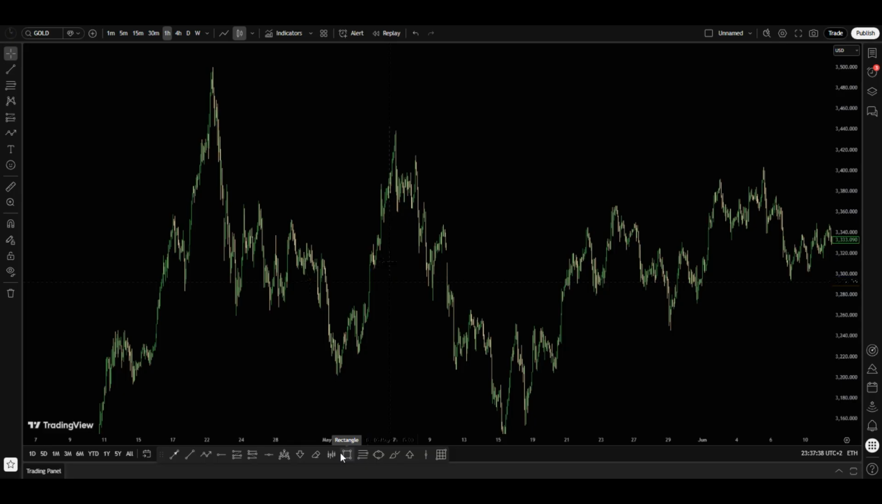So yes guys, this is it. I'm done with the patterns. For you to understand it better, you just have to open your TradingView and practice. Try to find as many patterns as you can.